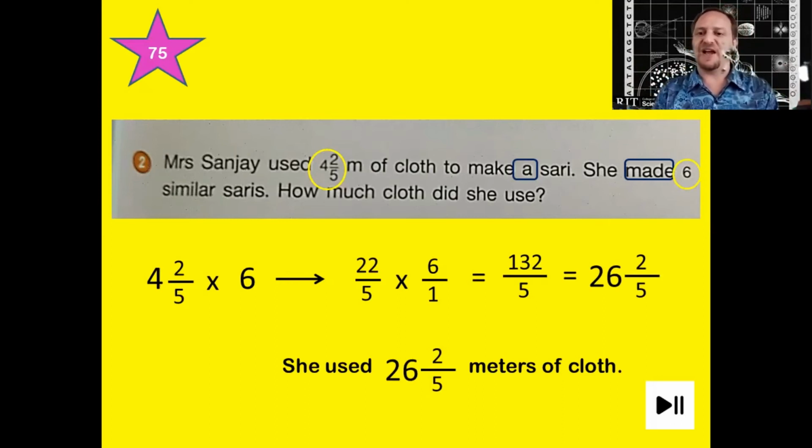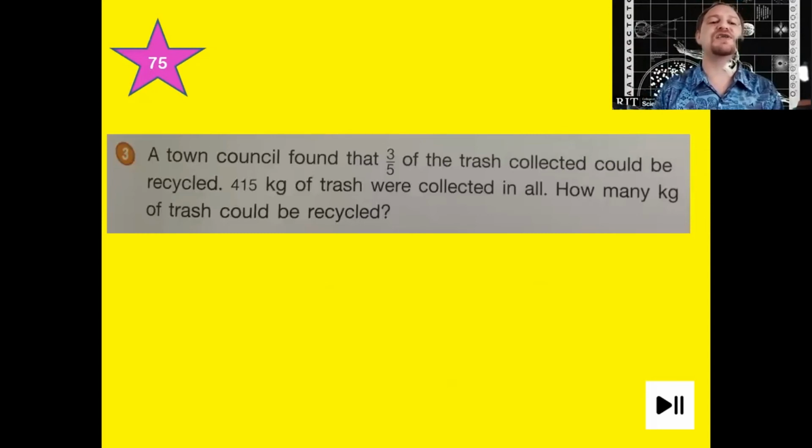Okay, and again, a very big well done if you got that correct by yourself. Okay, good job. And if you did, tick it with a red pen. Okay, excellent. Let's go on to question 3 then on page 75. I'll read it out. It says, a town council found that 3/5 of the trash collected could be recycled. 415 kilograms of trash were collected in all. How many kilograms of trash could be recycled?